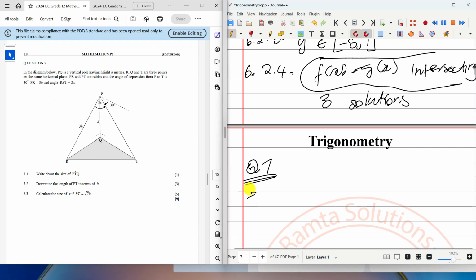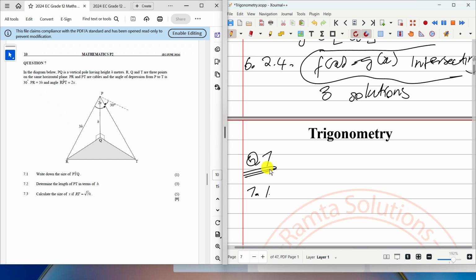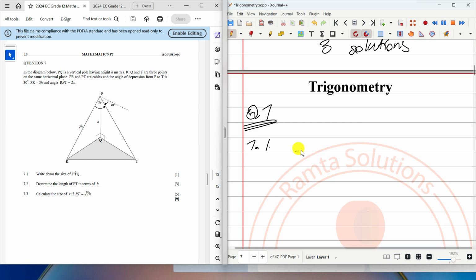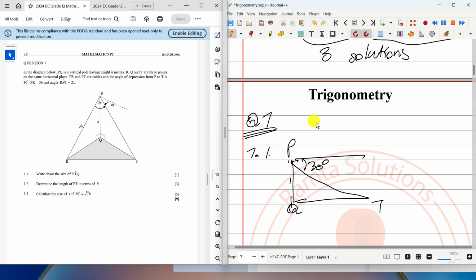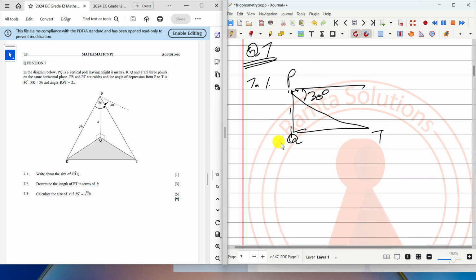Now 7.1, write down the size of angle PTQ. I want to show you this angle PTQ. It's basically like this. So this is angle P, this is angle Q, and this is angle T. So what is this? This is 30 degrees.